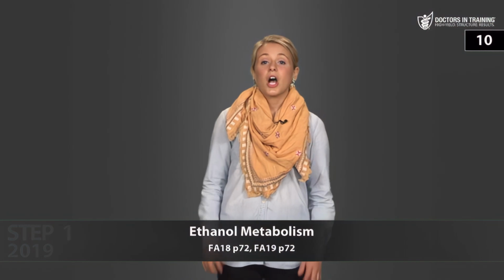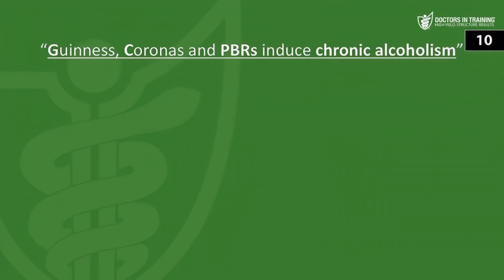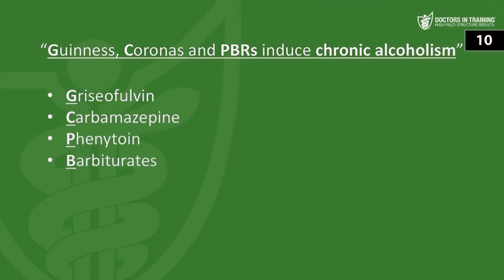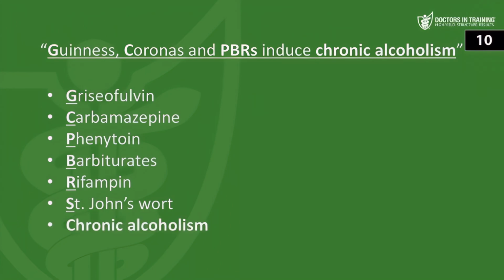Next, list 7 inducers of cytochrome P450. For the inducers, our mnemonic was Guinness, Coronas, and PBRs induce chronic alcoholism. Or you could use BCG PQRS. That stands for griseofulvin, carbamazepine, phenytoin, barbiturates, rifampin, St. John's wort, and chronic alcoholism.